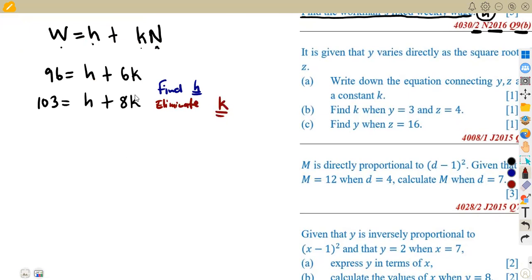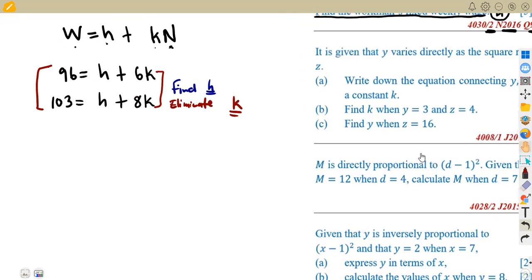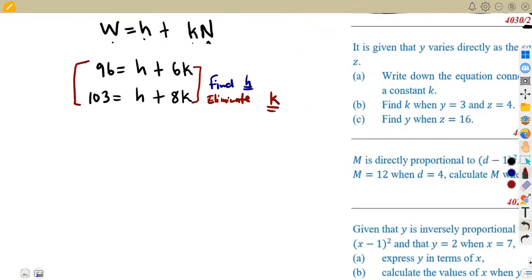How am I going to eliminate K? I just have to make sure that these 2 numbers are the same. The coefficients of these 2 numbers should be the same. So you just interchange these numbers, 8 and 6. On top, you are going to multiply by 8. For equation 1, we multiply on top by 8, and we multiply this one by 6. We interchange these numbers so that they will be the same.